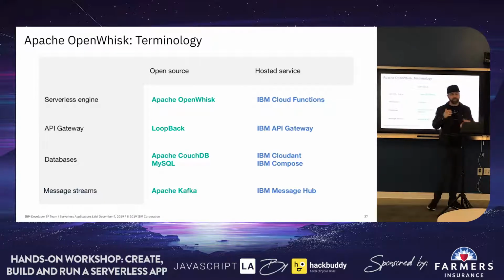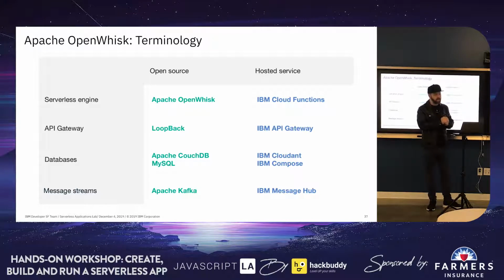A lot of the things that you'll see in your IBM Cloud control panel look like IBM products, and they are IBM products. But IBM has a real solid appreciation for open source, and we make a ton of contributions to open source. So when you see IBM Cloud Functions, that's actually just Apache OpenWhisk.